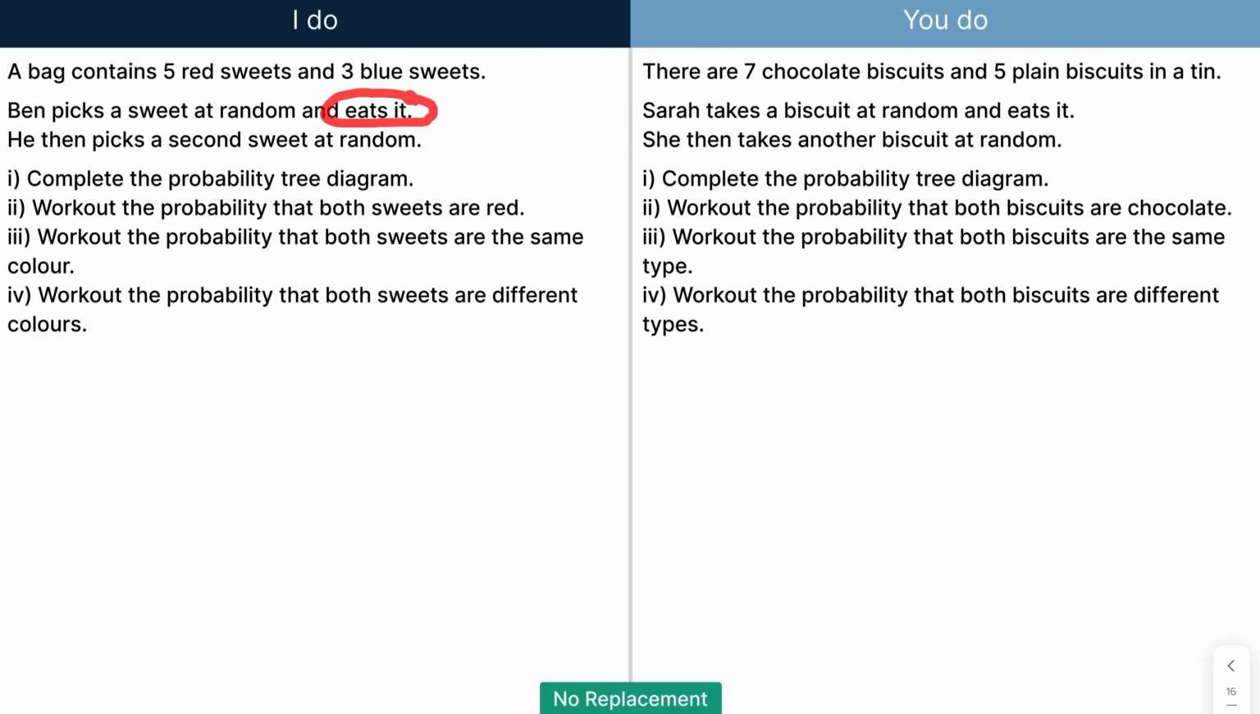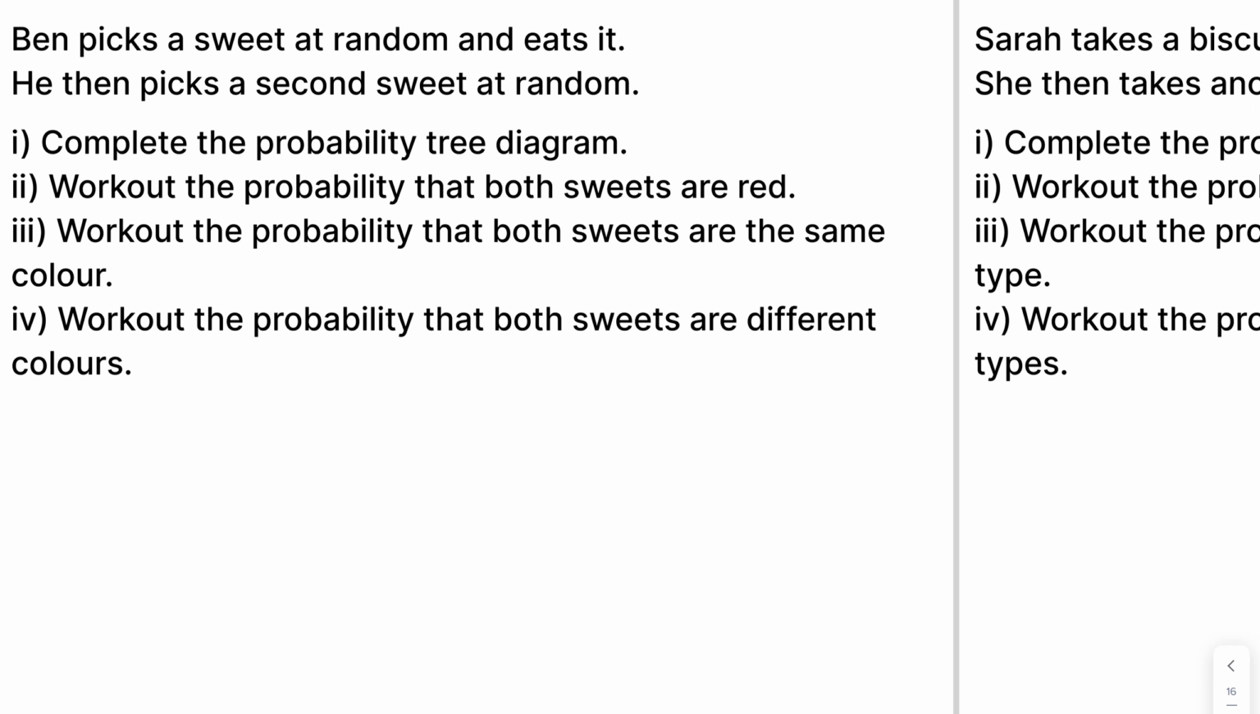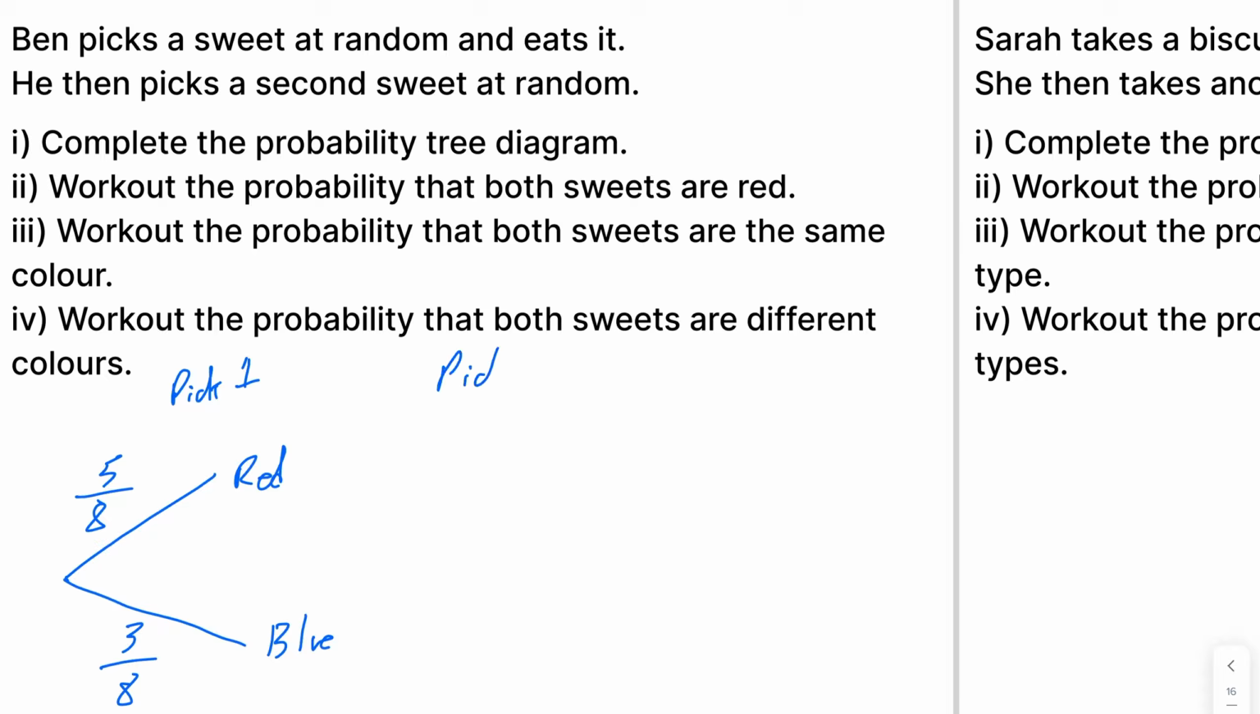That is important, okay? The fact that it's eaten. So the second time he picks it, there's 1 less sweet. What I mean by that is, in this case, we are going to have to draw the diagram itself as well. So we have the first pick, I'll call this pick 1, and he can pick out of red and blue. So the first time, 5 out of 8 are red, and 3 out of 8 are blue. So pick 2.